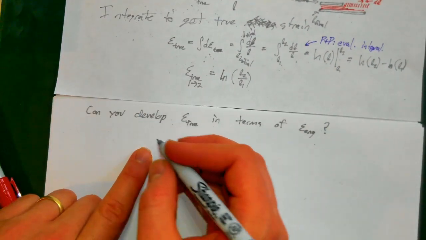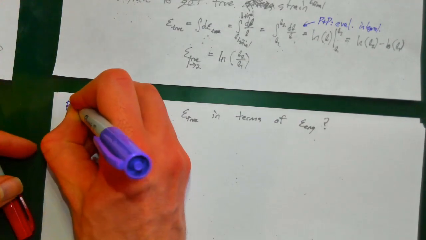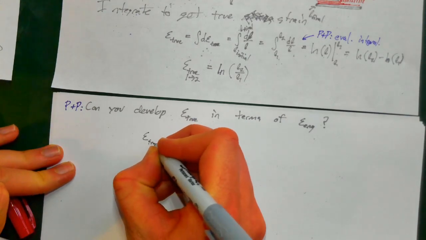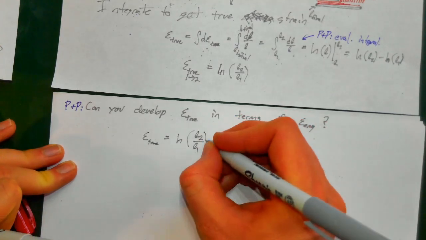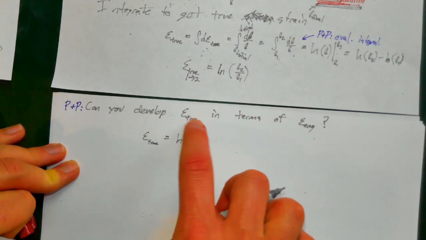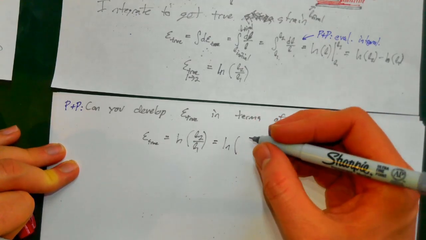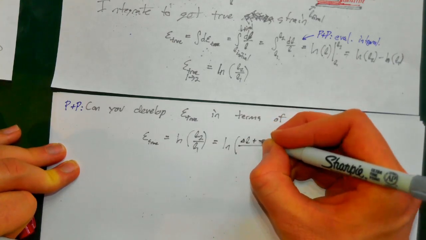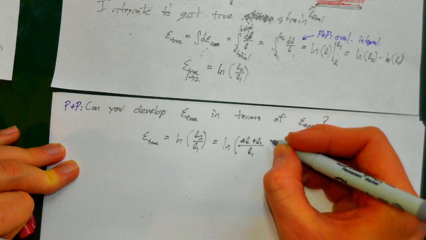Well, hopefully you've had a chance to pause and ponder and do that. So the true strain is equal to natural log of L2 over L1, but our goal is to put this not in terms of lengths, but in terms of engineering strain. L2 is just delta L plus L1, so we could say it's the natural log of delta L plus L1, divided by L1.